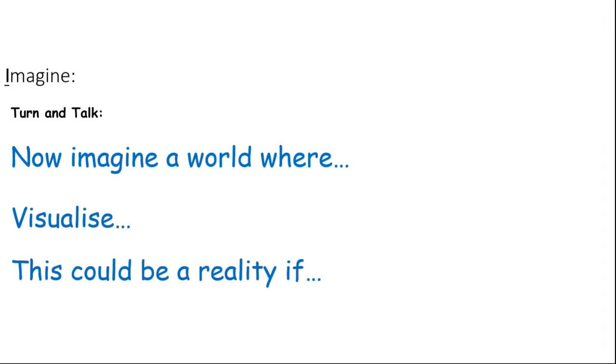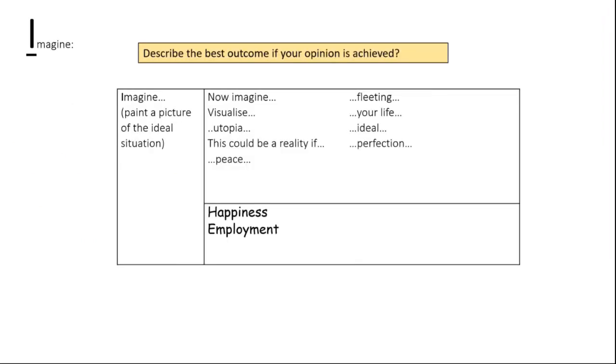These are the sentence starters you can use for the imagine paragraph. Now imagine a world where, and then you put your information in that we just talked about. Visualize a world where this happened, a society where this happens. This could be a reality if we limit social media for under 18-year-olds. Okay, you're arguing your point, you're getting your audience to agree with you.